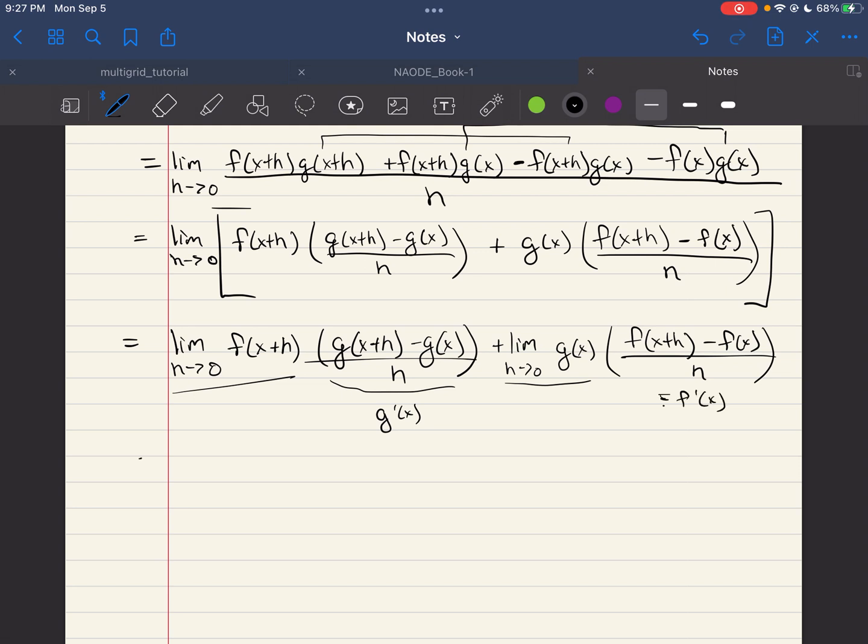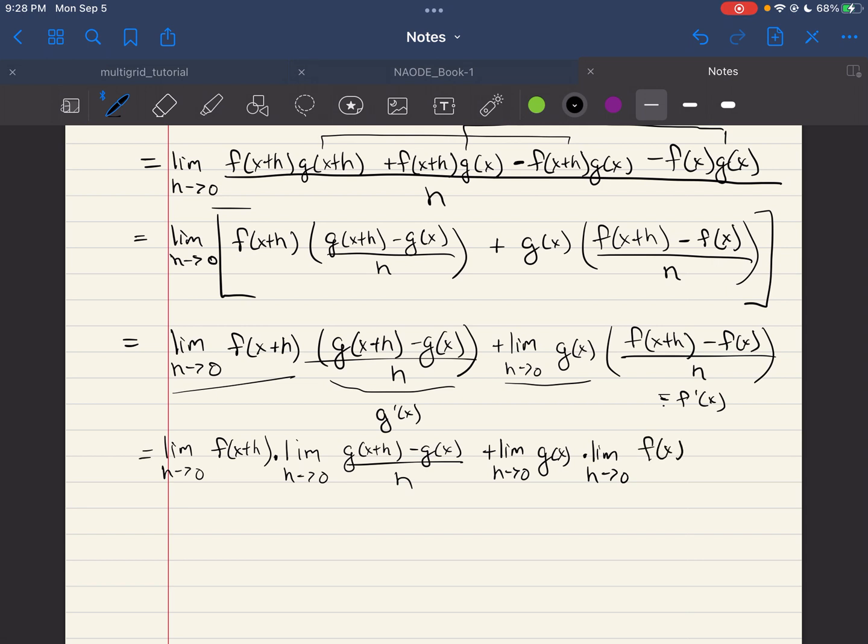So if we do that, we get the limit as h goes to 0 of f of x plus h times the limit as h goes to 0 of g of x plus h minus g of x all over h, plus the limit as h goes to 0 of g of x times the limit as h goes to 0 of f of x plus h minus f of x all over h.